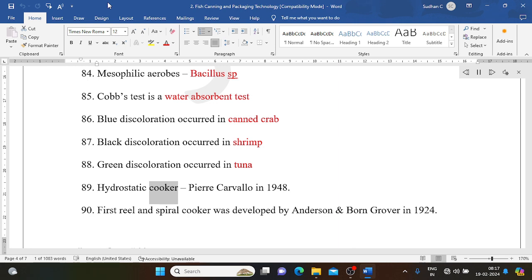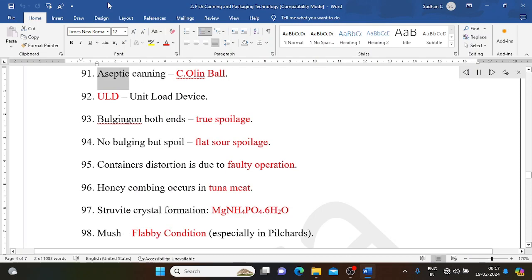Hydrostatic cooker: Pierre Carvallo, 1948. The first reel and spiral cooker was developed by Anderson and Born-Grover in 1924. Aseptic canning: C. Olin Ball. ULD, unit load device. Bulging on both ends: true spoilage. No bulging but spoiled: flat sour spoilage. Container distortion is due to faulty operation.